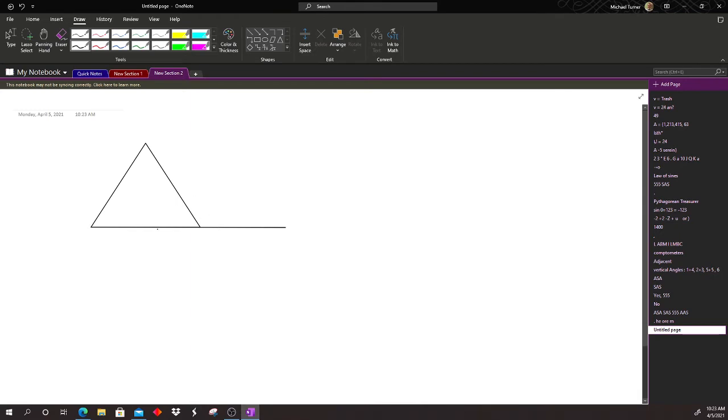In a triangle, we have 3 angles, and we just got done saying that the interior angles of a triangle have to add up to 180 degrees.